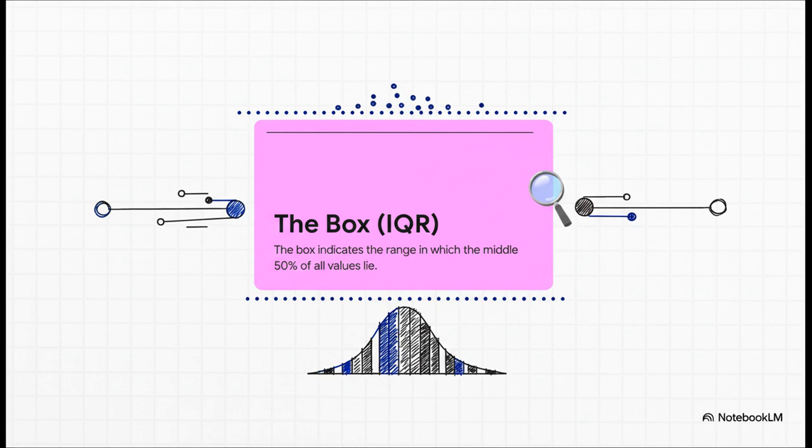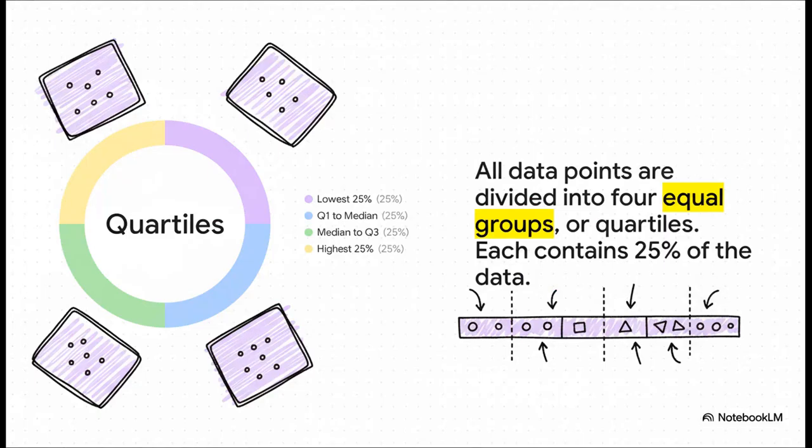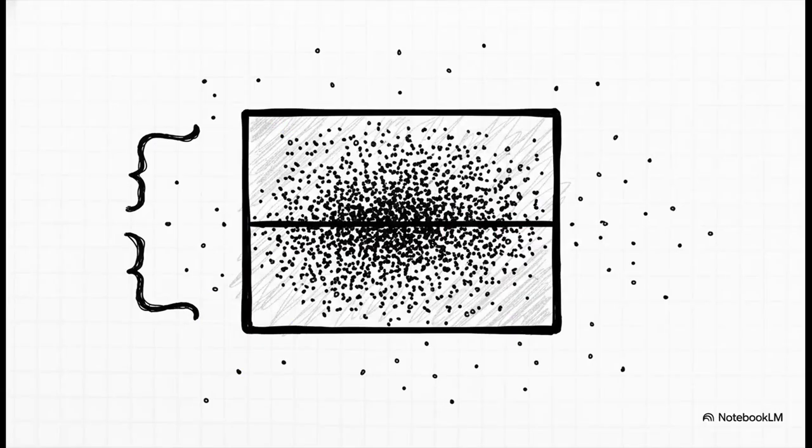To get it, we just need to understand quartiles. It's super simple. Imagine taking all of your data points and chopping them into 4 equal groups, like cutting a pizza. Each of those slices is a quartile, and each one holds exactly 25% of your data. And that brings us right back to our box. See, the box itself is just those 2 middle slices of the pizza. The bottom edge of the box is the first quartile, we call it Q1. And the top edge is the third quartile, or Q3. So that box literally shows you the range of the entire middle half of your data.